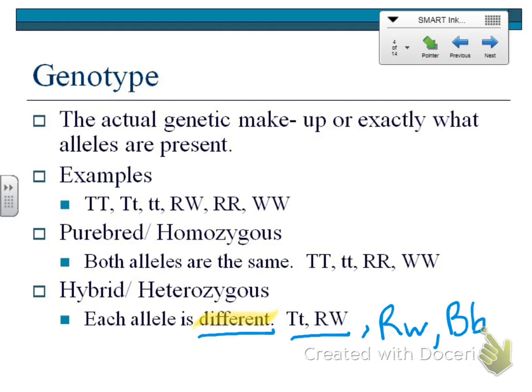All right. Evan, what's your question? But the R and the W are both capital. That's an incomplete dominance. Remember we talked about incomplete and when we can have two that are dominant?